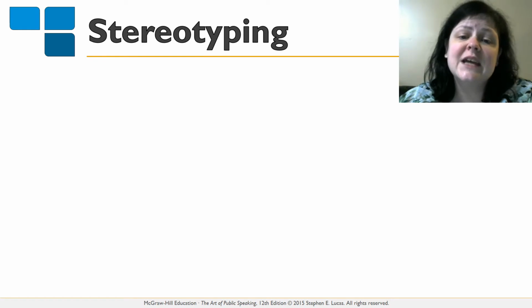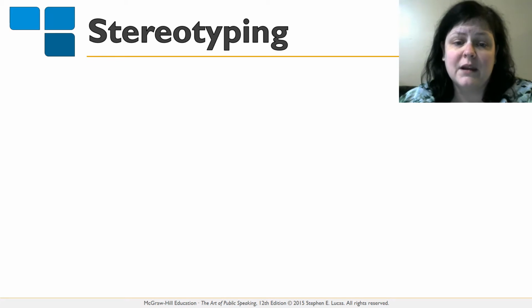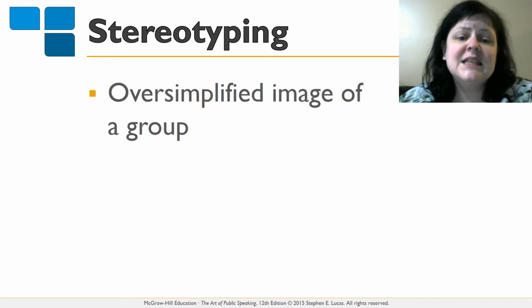The first stage of audience analysis is examining demographic traits of the audience and how they might affect reception of the speech. But when doing so, it's important to avoid stereotyping. The term stereotype was coined by journalist Walter Lippmann to mean pictures in our heads. Stereotypes are the oversimplified image of a group.